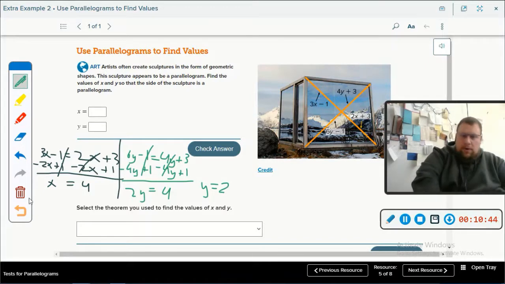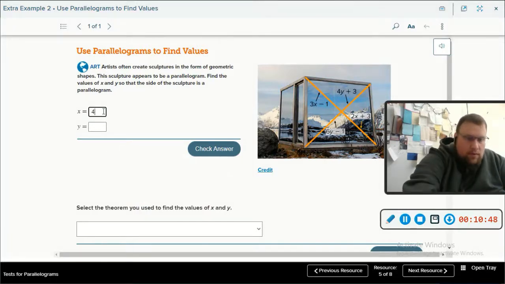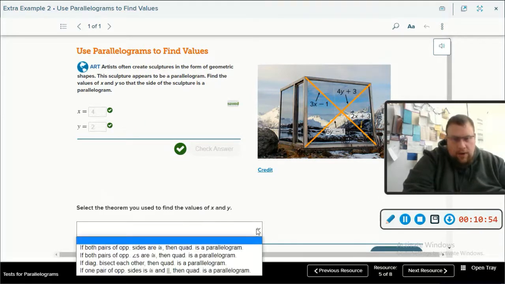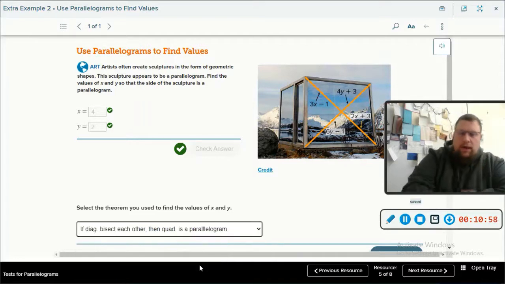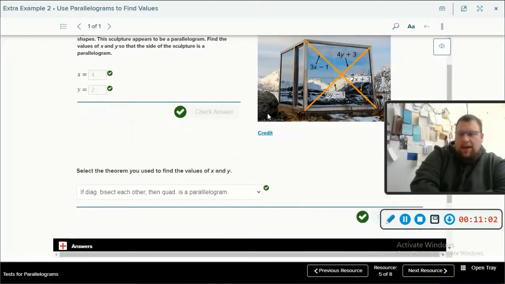Pause it if you need to. I'm going to erase this. 4 and 2, just to confirm we did it right. And select the theorem you used to find it. Well, I used the fact that if diagonals bisect each other, then the quadrilateral is a parallelogram. Look at that, a twofer. Awesome.